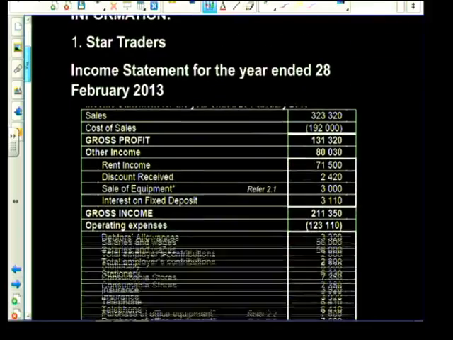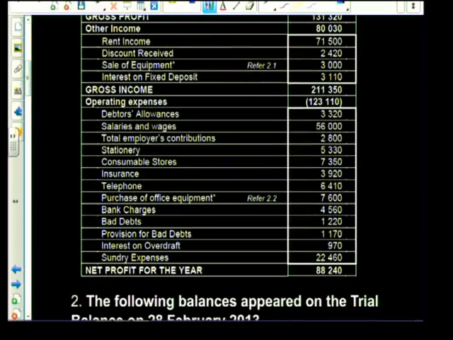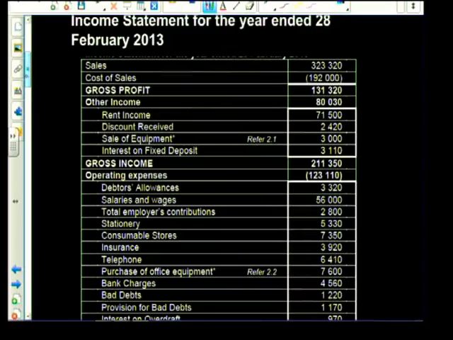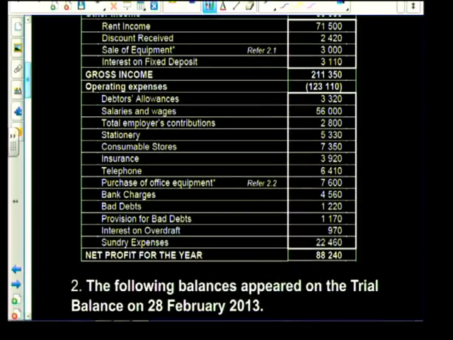So we've been given here an income statement that is incorrect. If you look down here, you should be able to see that there might have been some items that should not have been here. For instance, the purchase of office equipment. But we will talk about that just now. There are items that shouldn't be in here.